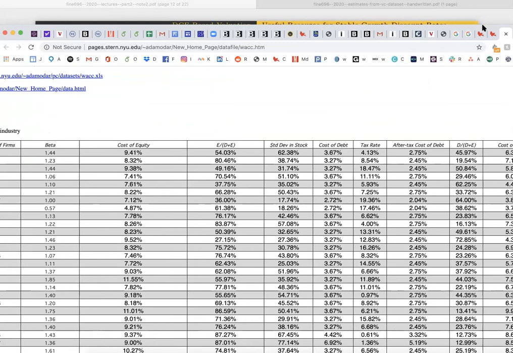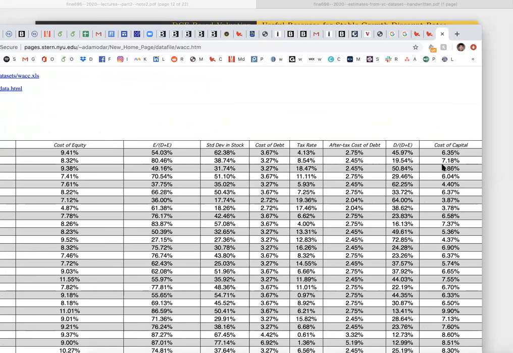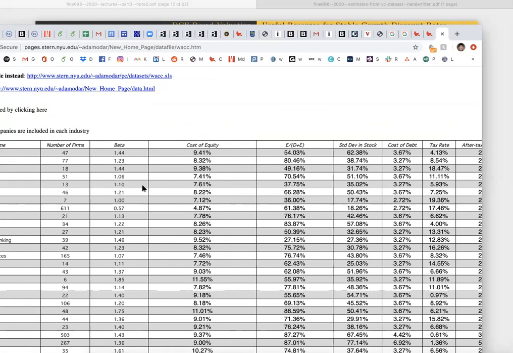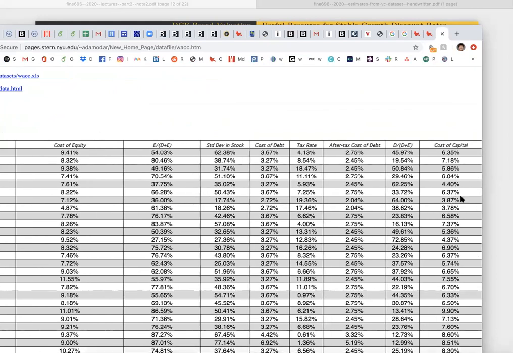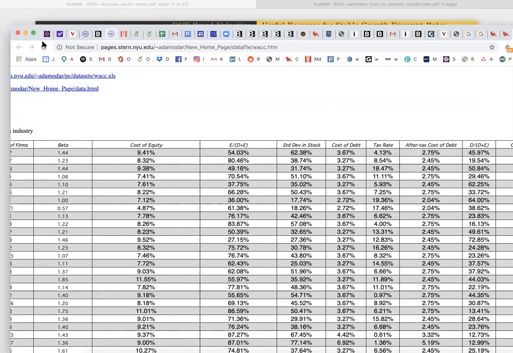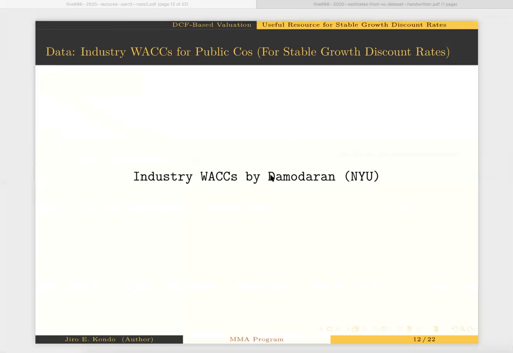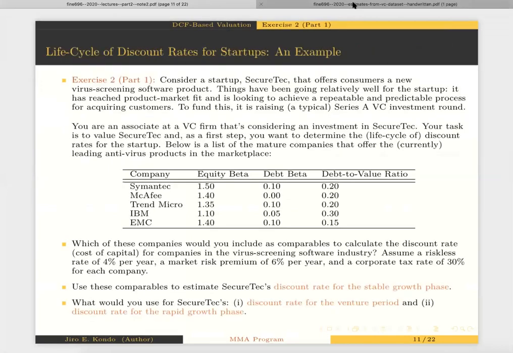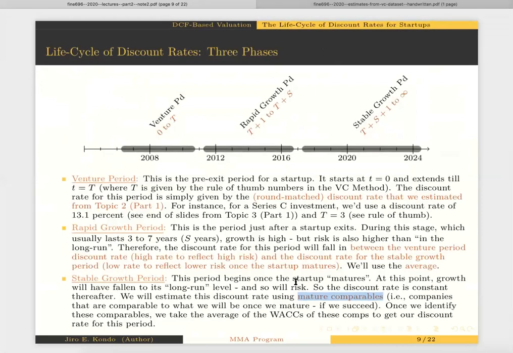As of January 2020, it had a weighted average cost of capital of 6.37%. So this is actually useful. Damodaran provides a lot of useful data that can be used for doing these real world discount rate calculations.